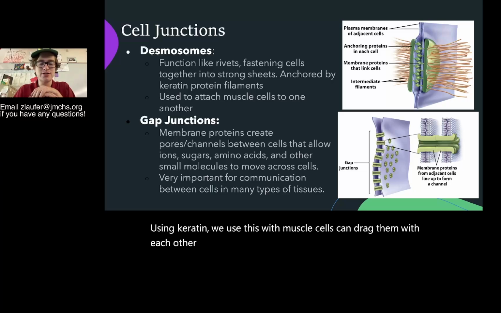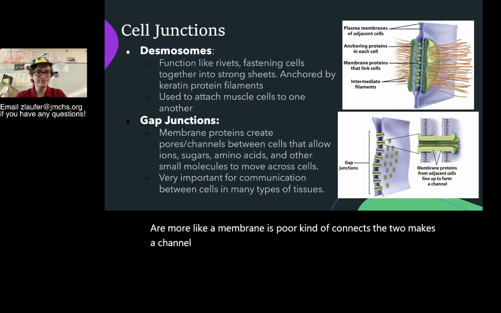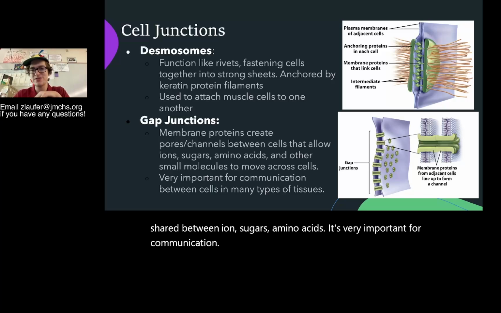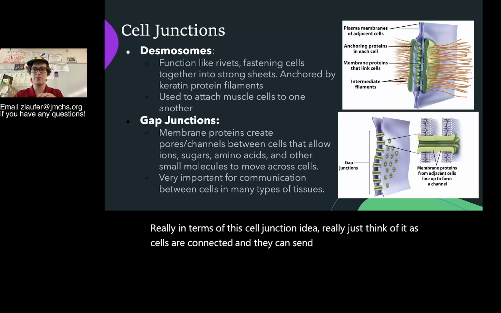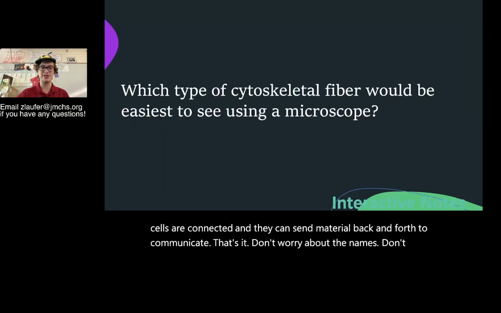And then gap junctions are more like a membranous pore that makes a channel between the two that allows material to be shared, like ions, sugars, amino acids. It's very important for communication. Really, in terms of this cell junction idea, just think of it as cells are connected and they can send material back and forth to communicate. That's it. Don't worry about the names. Don't worry about the tiny specifics.